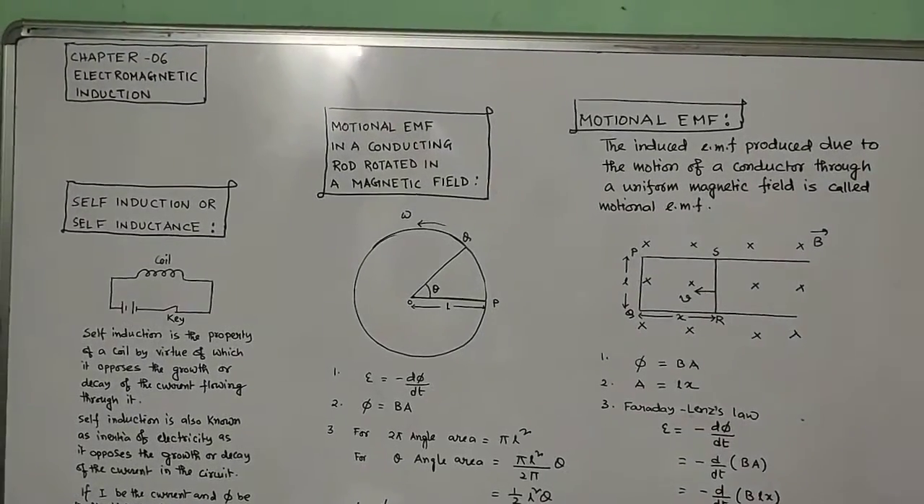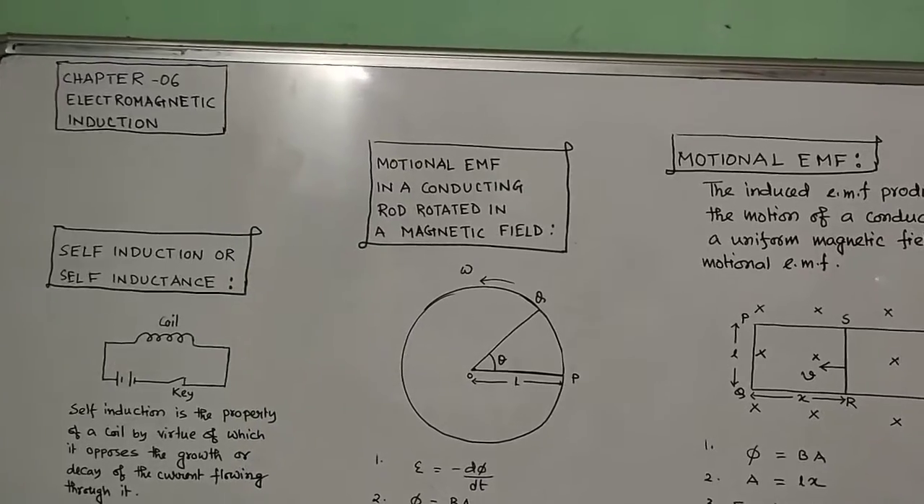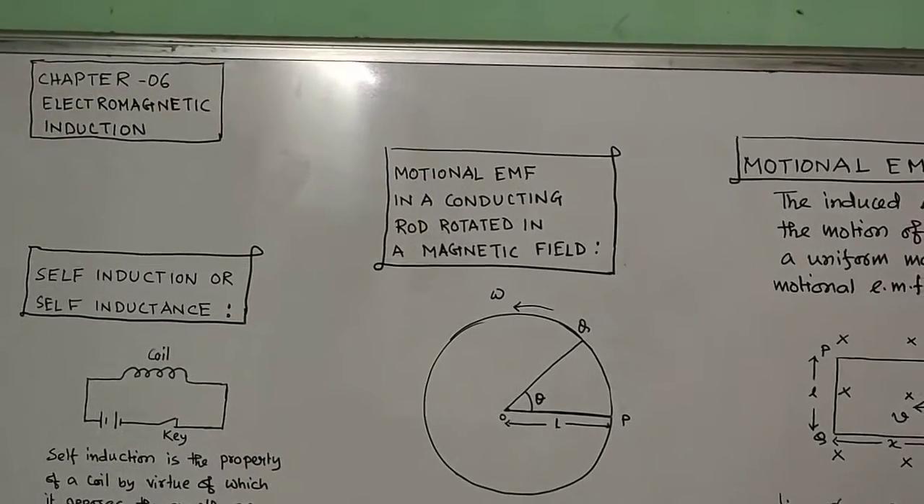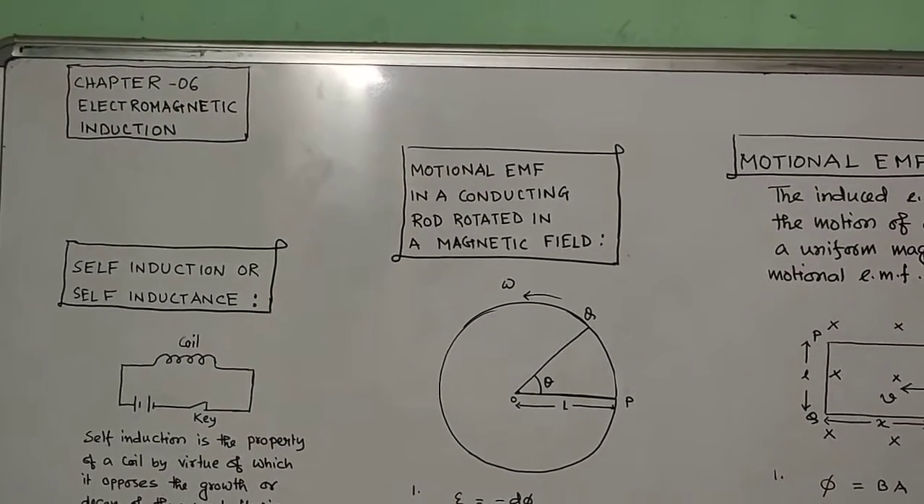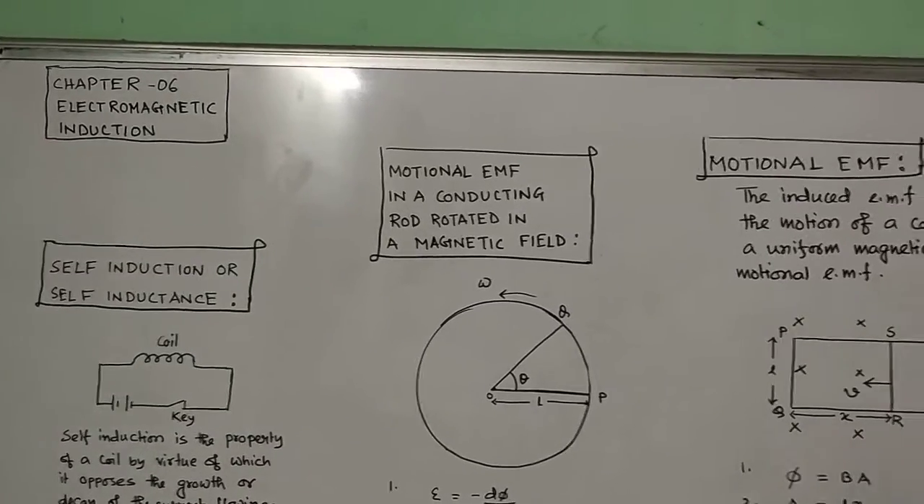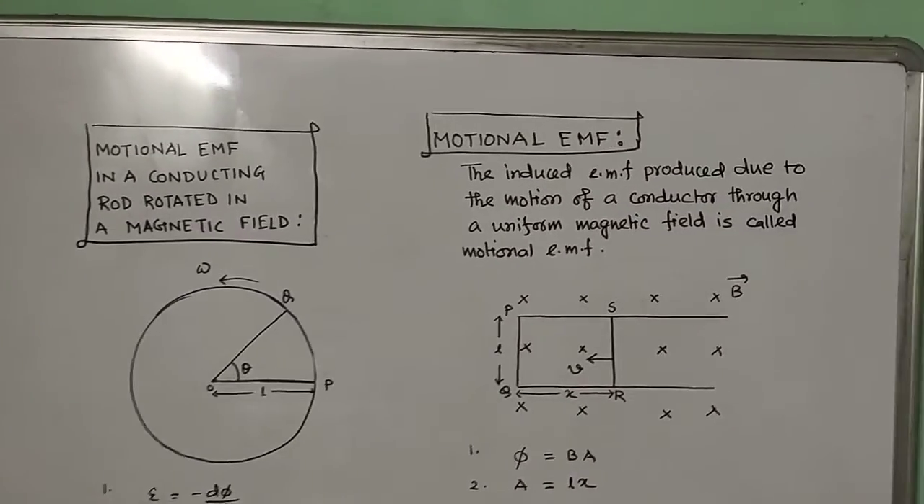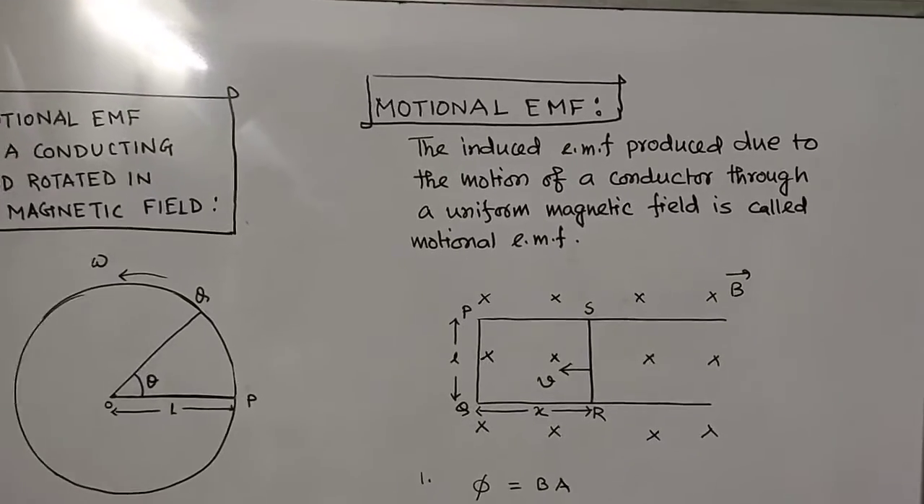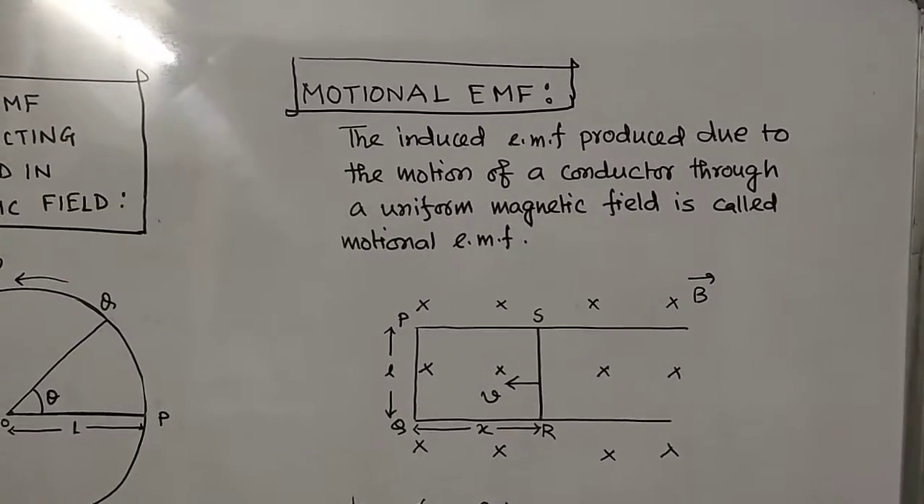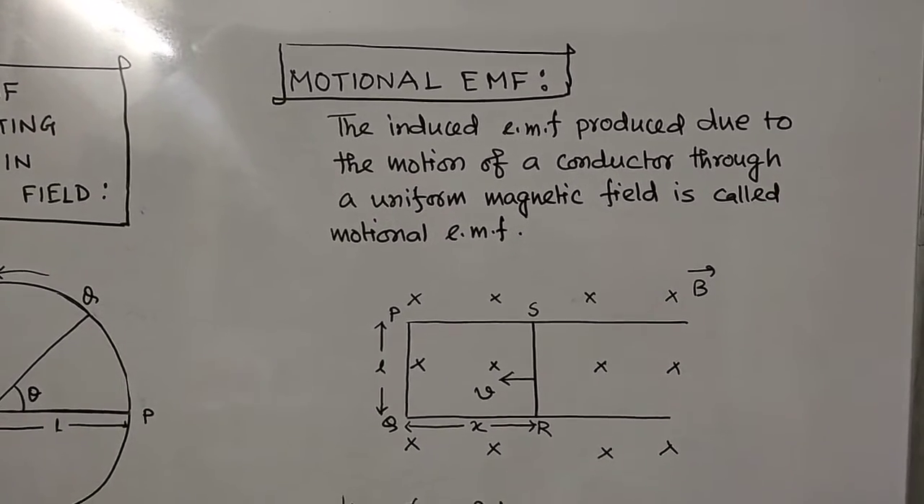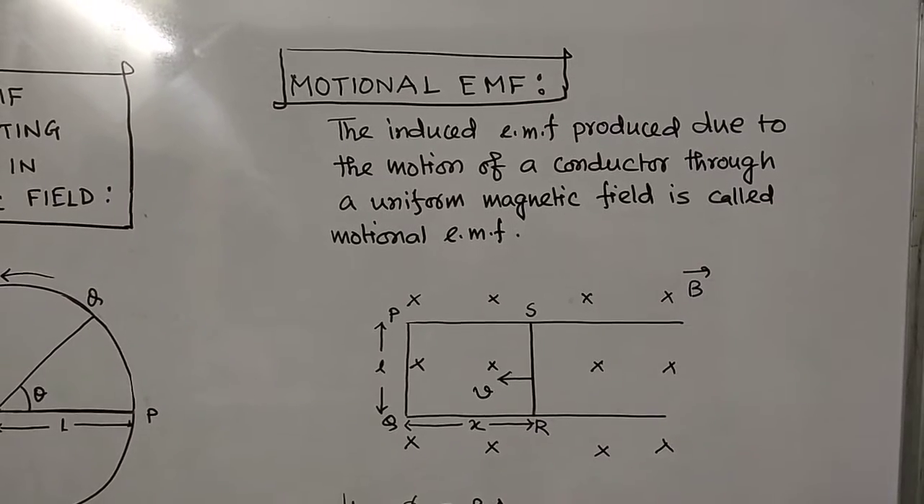Good morning, students. Today we are going to discuss a few topics from chapter 6, electromagnetic induction. Already we have started this chapter. Now the topics which we are going to discuss, number one is your motional EMF. In the last class we said that whenever there is a variation of magnetic flux, induced EMF is produced.